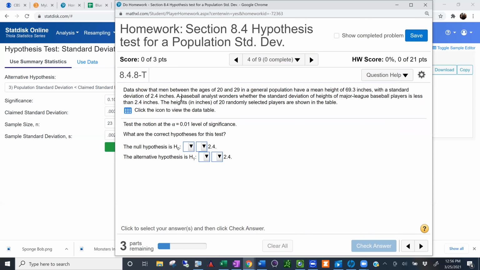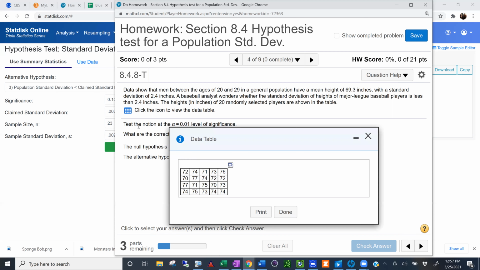The data show that men between the ages of 20 and 29 in the general population have a mean height of 69.3 inches with a standard deviation of 2.4 inches. A baseball analyst wonders whether the standard deviation of heights for Major League Baseball players is less than 2.4 inches. Heights of 20 randomly selected players are shown in the table.